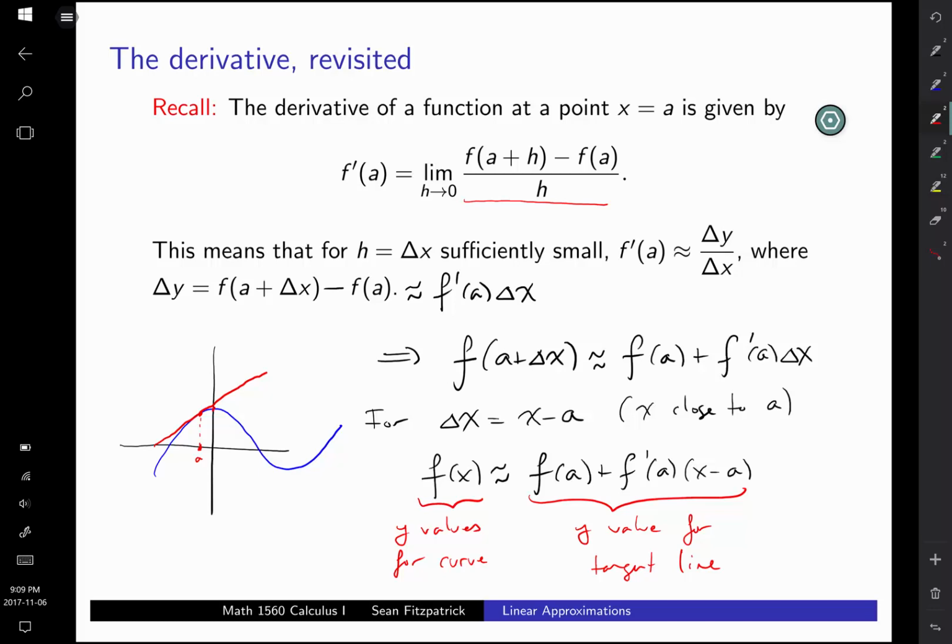And thinking in terms of functions, remember that f of a and f prime of a are just numbers. So the function on the right is a linear function. And we like linear functions when we can find them, because linear functions are much easier to work with than general functions, which can be much more complicated.